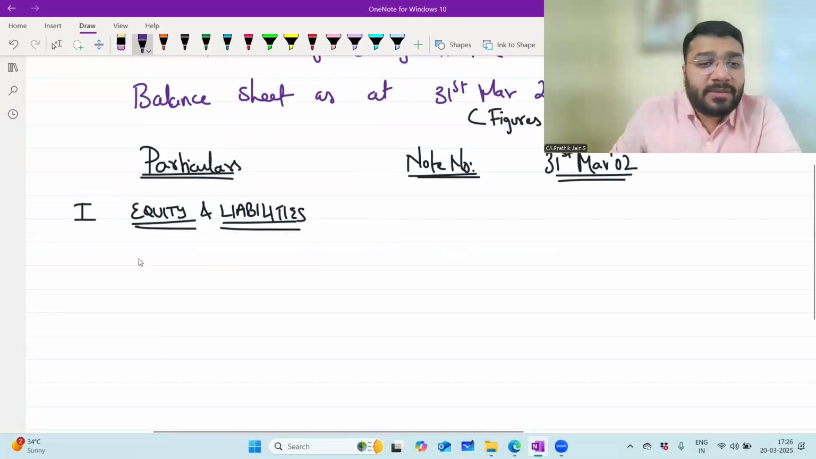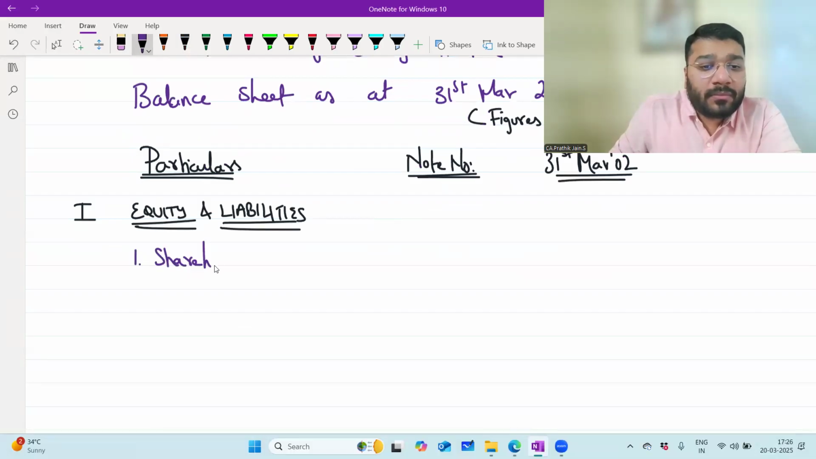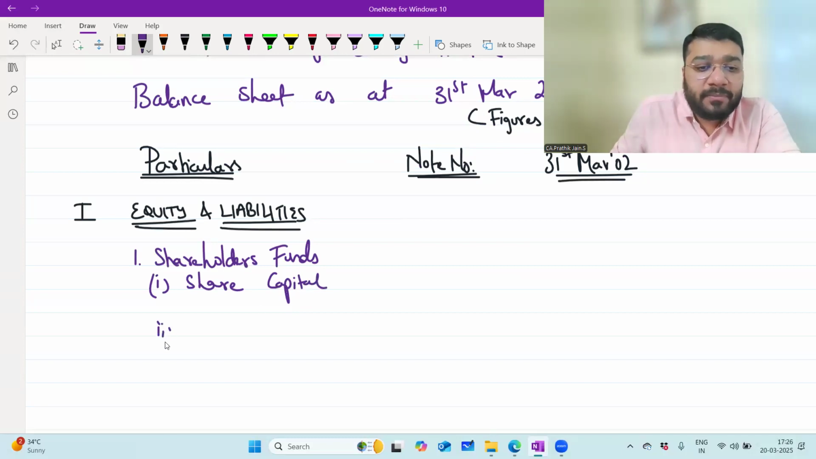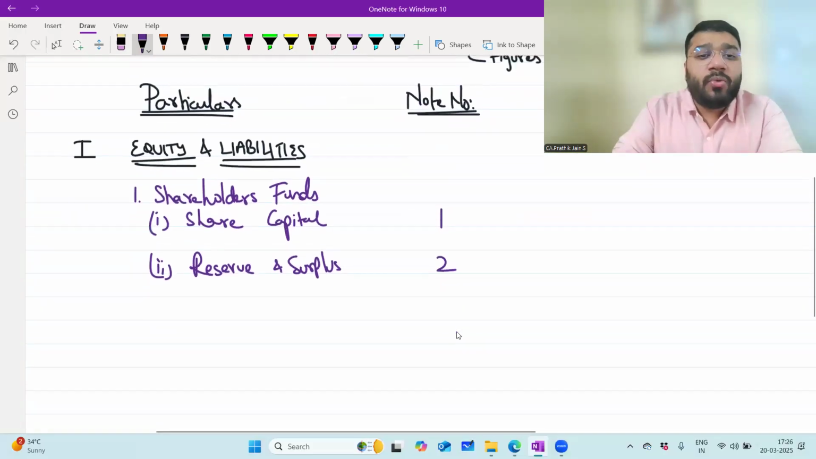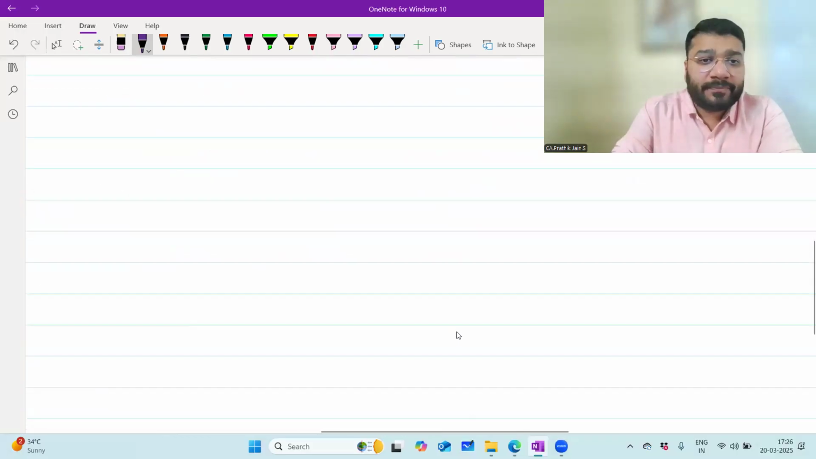Under that, the very first item is shareholders' funds. Under that we have share capital. Second item, reserves and surplus. Share capital, note number 1. Reserves and surplus, note number 2. Do I need to open any account for share warrant? No.